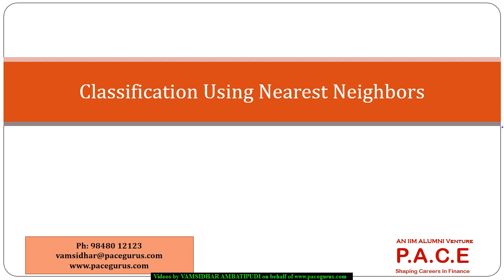Hello everyone. In this session, I'm going to look at one of the most important algorithms for classification of the data. So classification comes under the supervised learning process. We have discussed earlier that supervised learning has two major objectives.